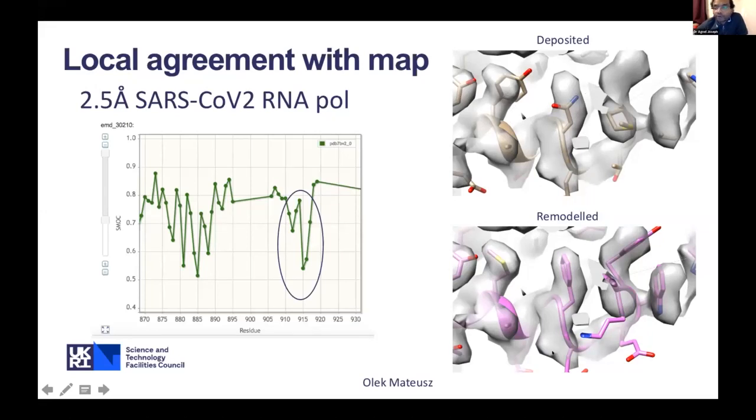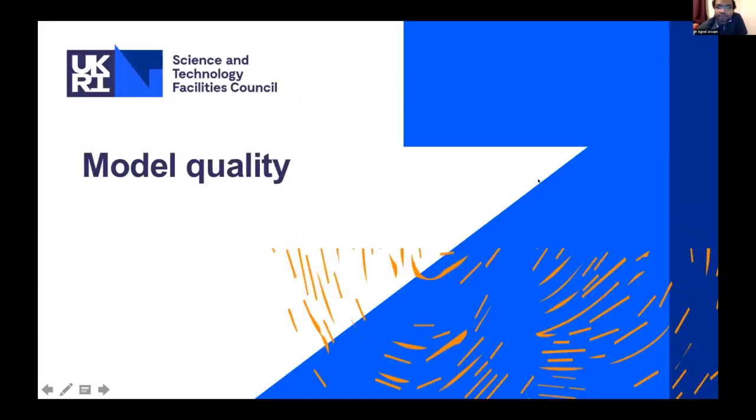And if we remodel this, for example, this is done with Buccaneer ab initio model building, you get the right sequence and the right side chains in the right place. You see a better fit of side chains in agreement with the map. And this can be identified with this local estimates, local fit to map. You see a dip here corresponding to the sequence register error.